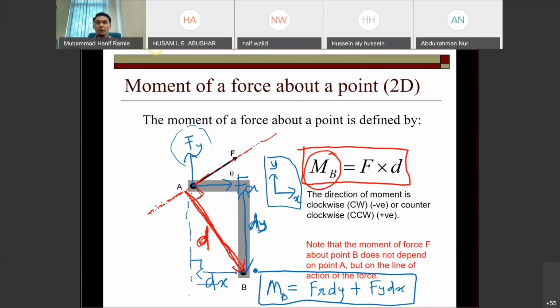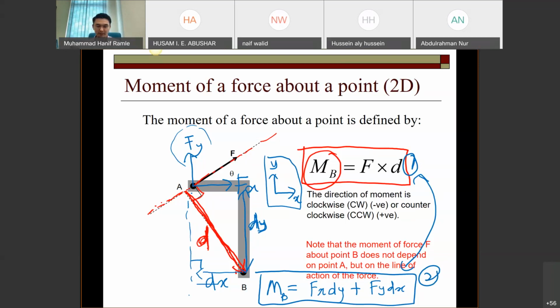If you want to try, you can try both equations, number one and number two. You will get a similar answer actually. So this is the meaning of Varignon's theorem. Okay, do you understand? Yes, doctor. Clear.